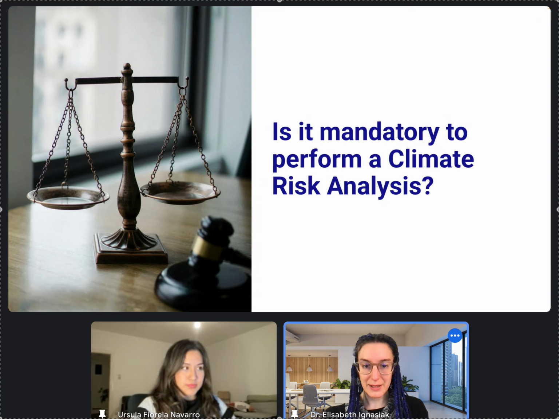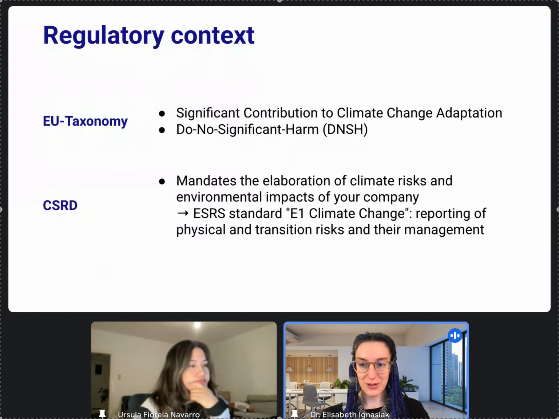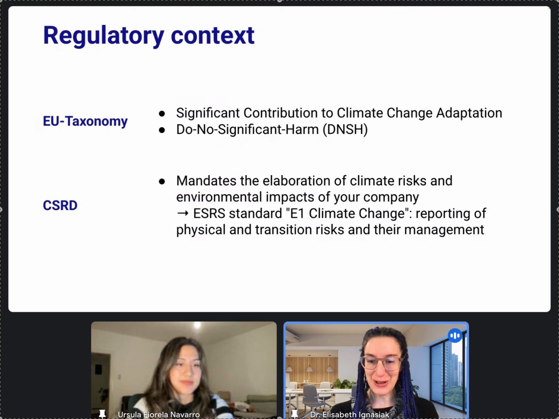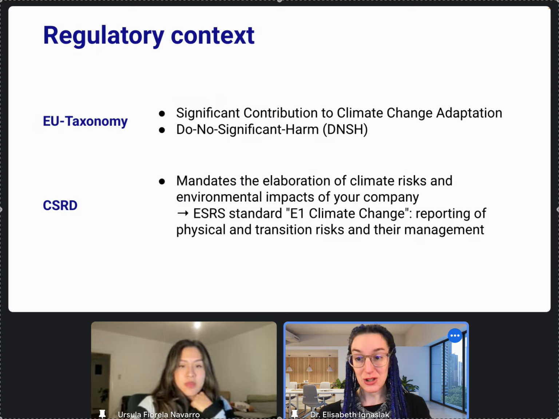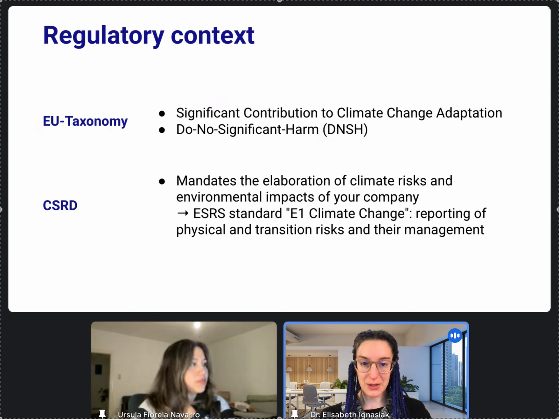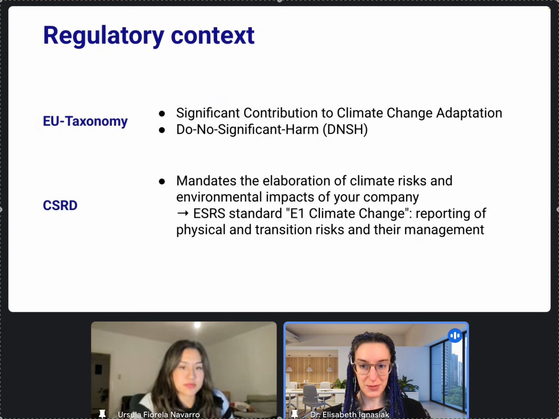Yeah, so is it mandatory to perform a climate risk analysis? The answer is maybe. So if you fall under EU taxonomy or CSRD, then the answer might be yes. So in the EU taxonomy, doing a climate risk assessment is part of the substantial contribution criteria for certain activities. If you significantly contribute to climate change adaptation, then you may have to do it.